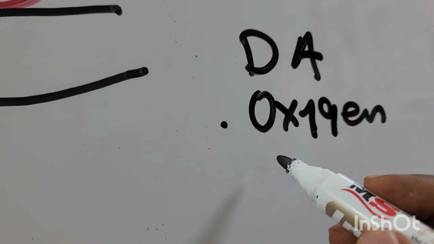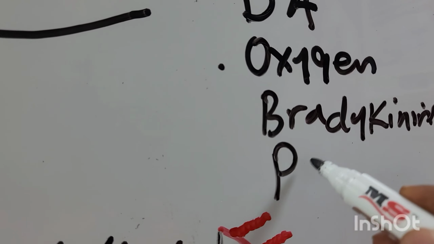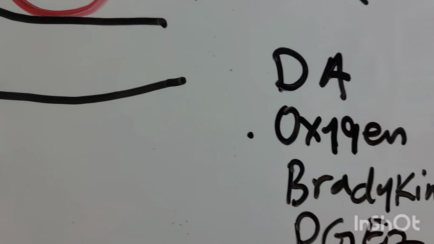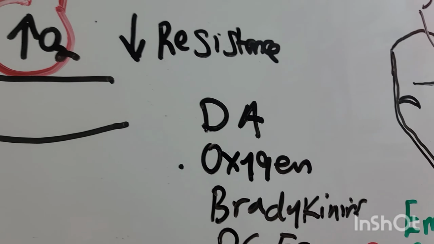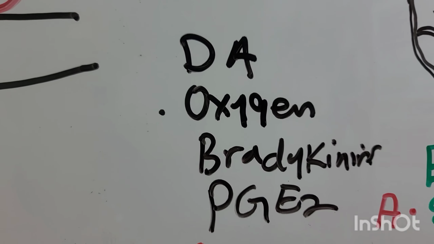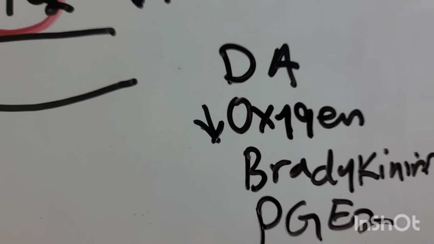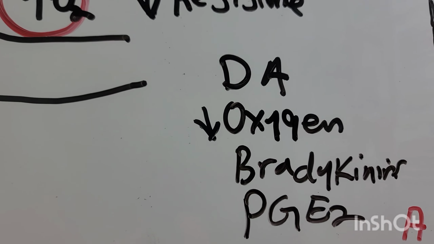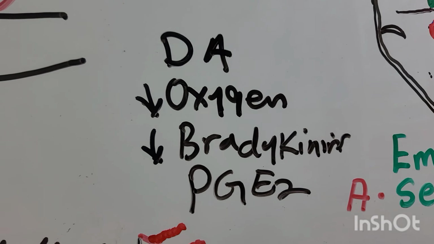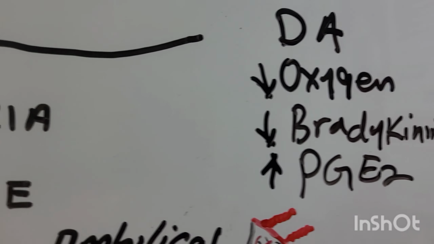It is also going to be sensitive to what we call bradykinins. It is also going to be sensitive to what we call prostaglandin E2. These are the three molecules that the ductus arteriosus is so sensitive to. Now, for this ductus arteriosus to stay patent, it needs low levels of oxygen. It also needs low levels of bradykinins, but it needs high levels of prostaglandins.